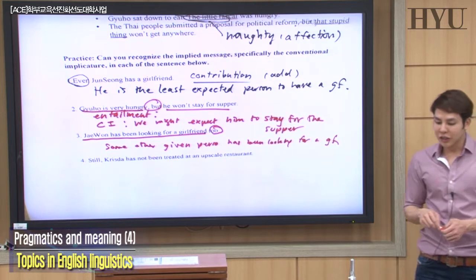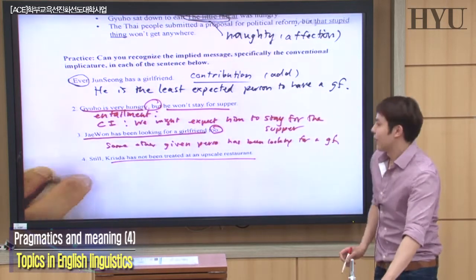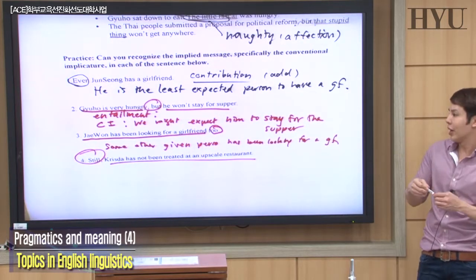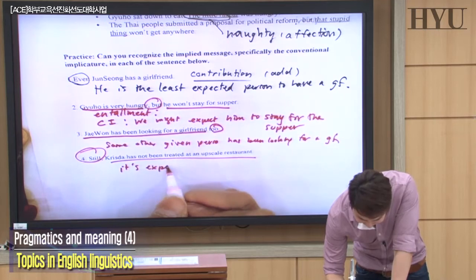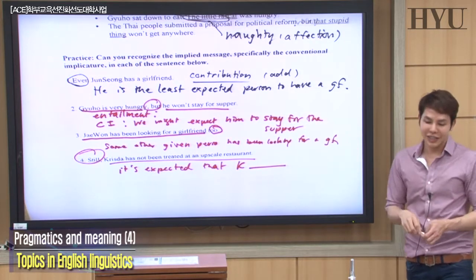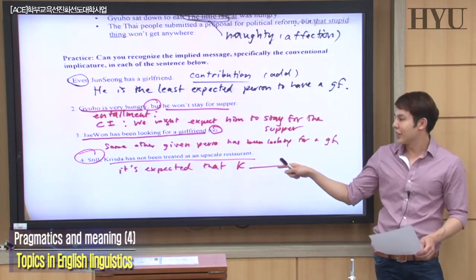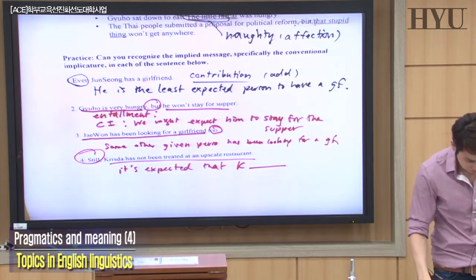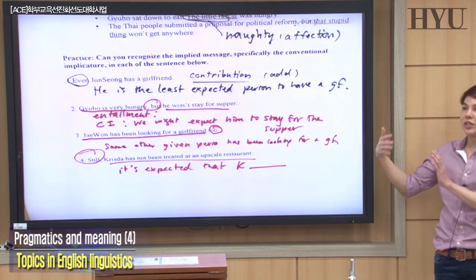Number 4, still, Krista has not been treated at an upscale restaurant. In this case, the entailment is here, but there's an implied message that still gives, which is that it's expected that Krista will be treated. When we say the word still, it's expected that she will be treated. So it's not the entailment, it's the implied meaning that still conveys. Okay, so far so good. So now you know conventional implicature, right?